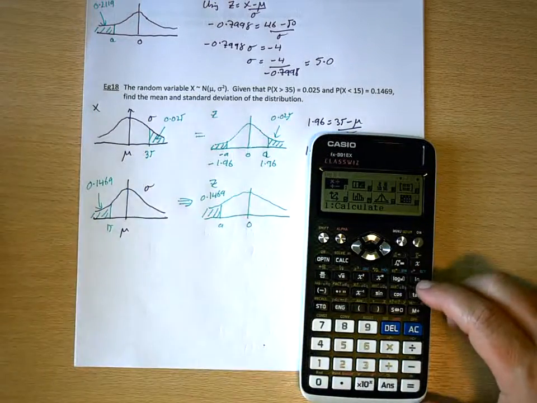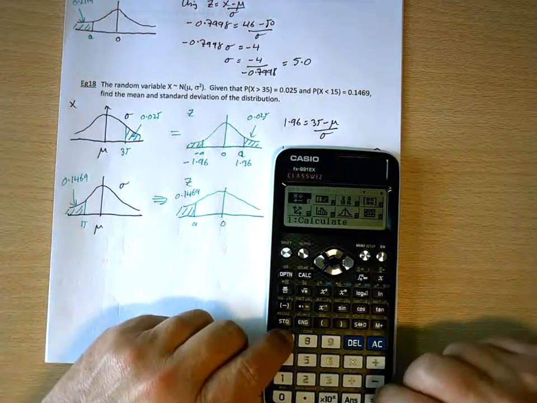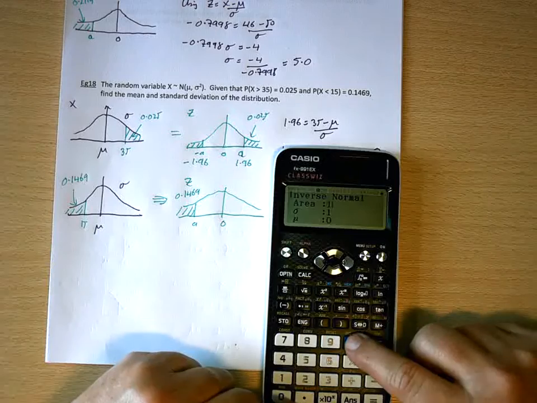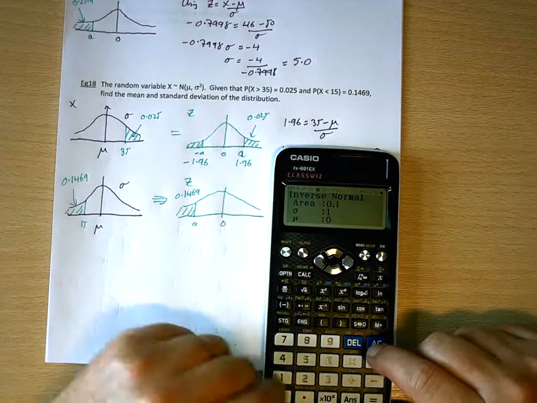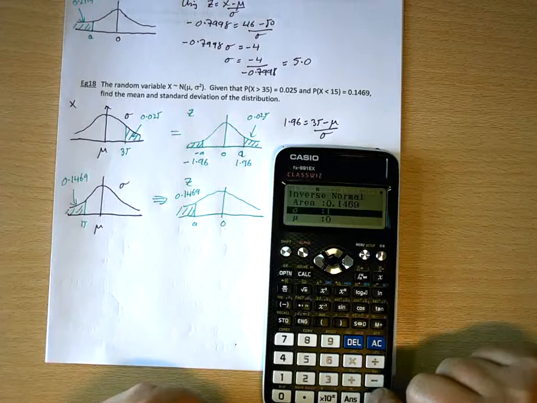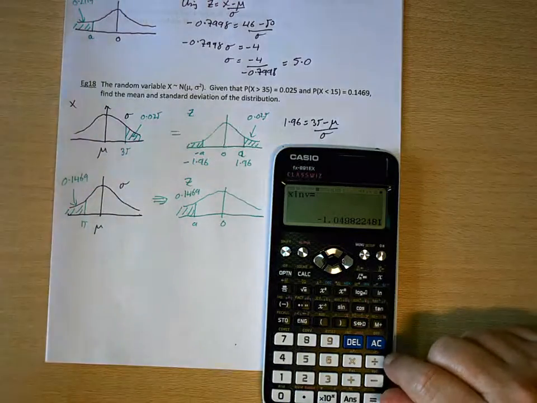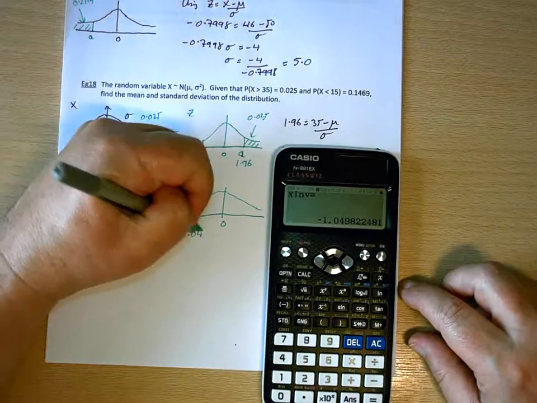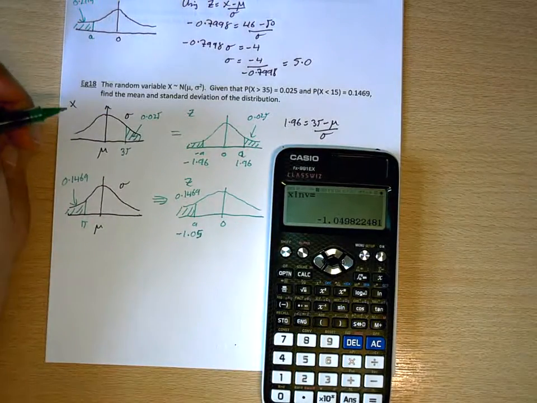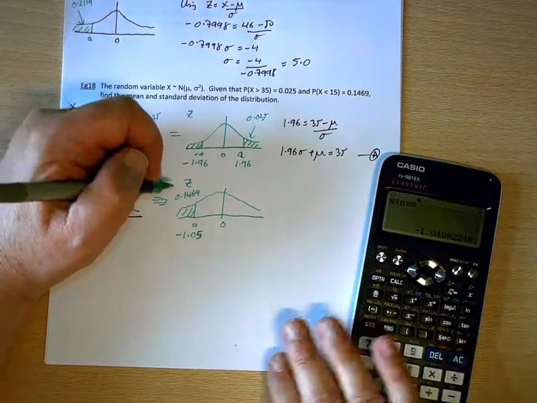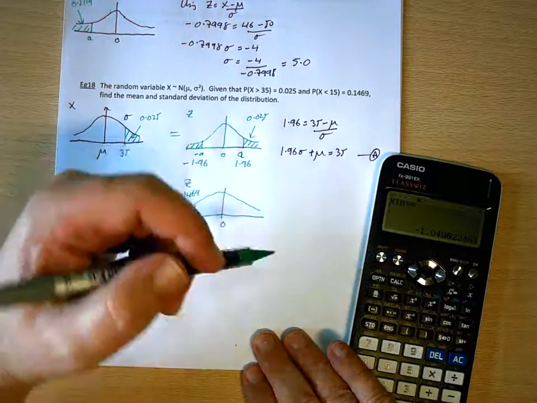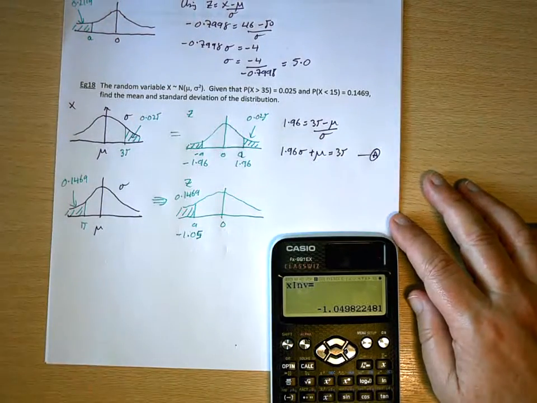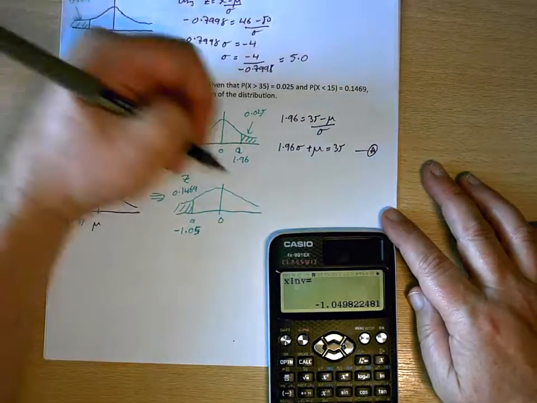So back into my standard deviation, 7, inverse normal, 0.1469. I get that a is minus 1.05 when you round that, and this time that's going to remain negative, so I'll come back to it in a minute, but let's put it into our transformation function.